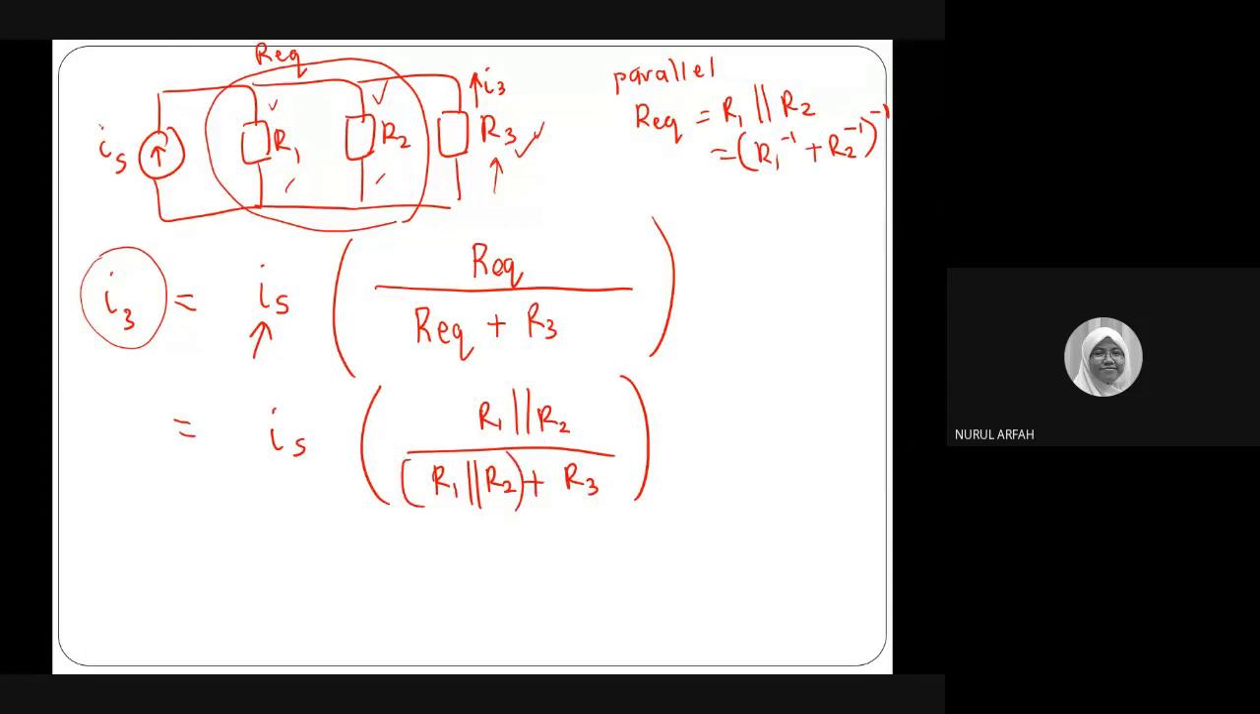What about the polarity? What is the polarity of this I3? Is it positive or negative? Yes, negative, because this is going up and this is also going up. Same direction.